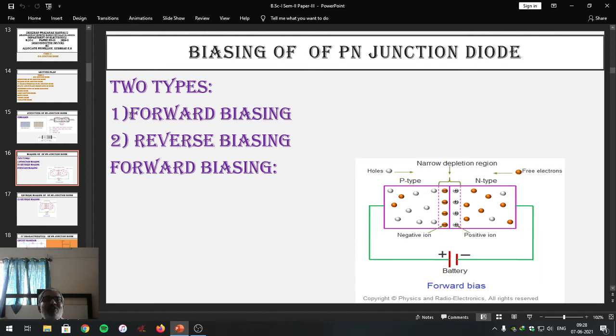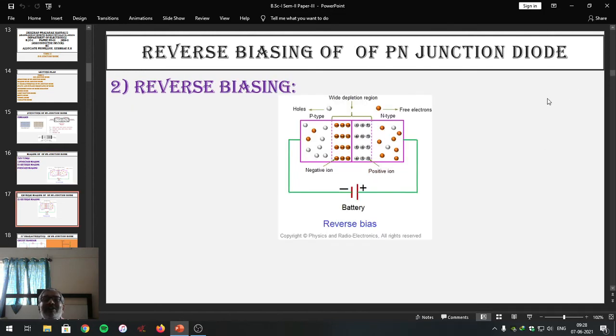Dear students, let us go for another method of biasing known as reverse biasing. Reverse biasing of p-n junction diode is nothing but connecting the battery opposite to that of p layer and n layer externally. This means that negative terminal of the battery is connected to the p region, whereas positive terminal of the battery is connected to the n region.